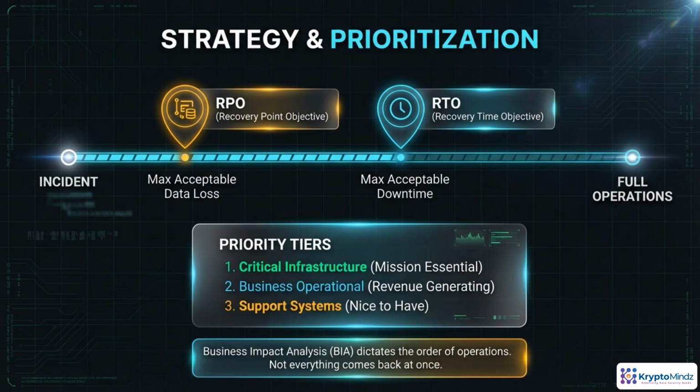When you translate CSF respond and recover into real plans, 2 parameters drive everything: RPO and RTO. RPO is how much data you can afford to lose since the last good backup or replication point. RTO is how long a service can be down before impact is unacceptable. Business impact analysis ranks systems into critical, operational, and supporting tiers. That ordering dictates which outcomes you restore first. Not everything should or can come back online at once.